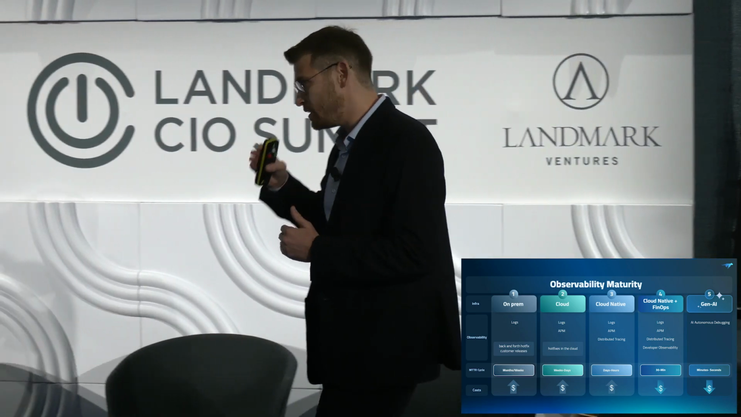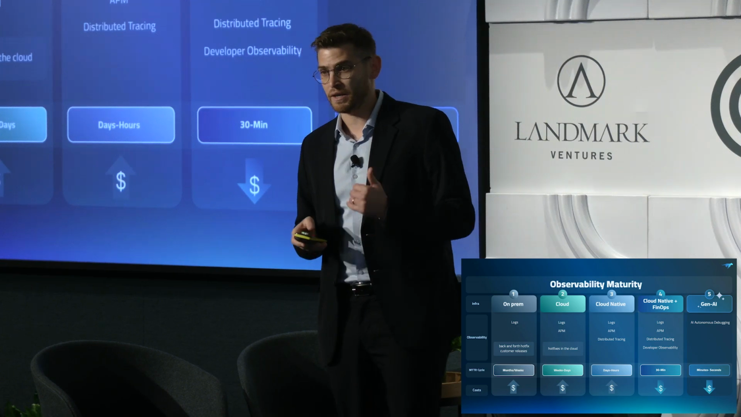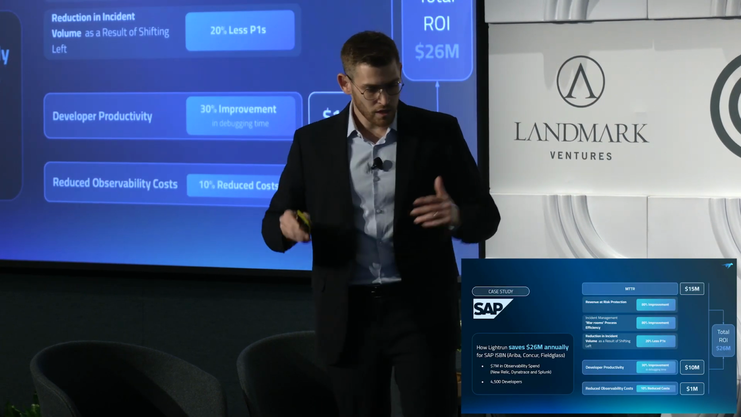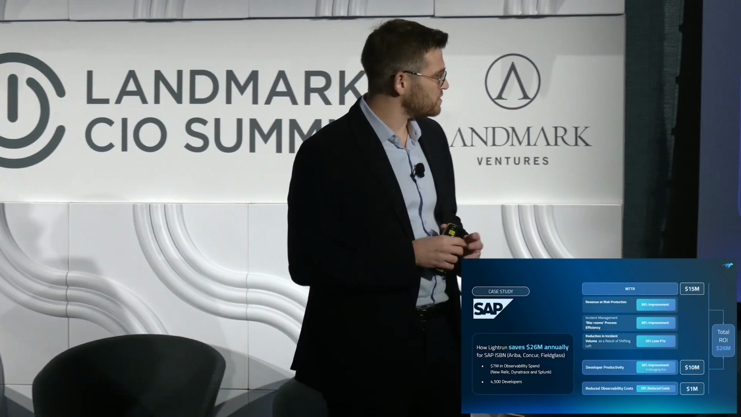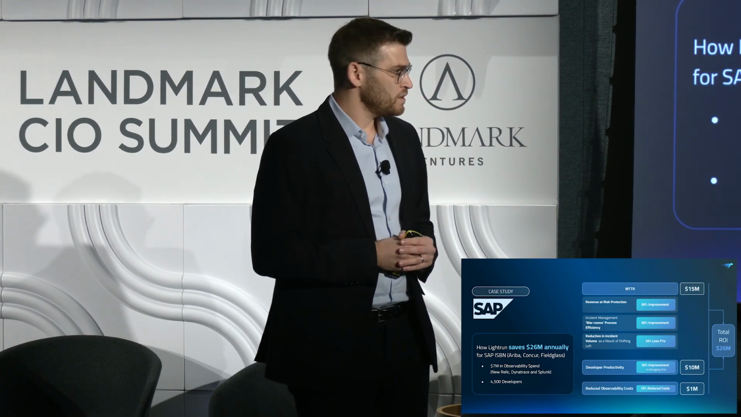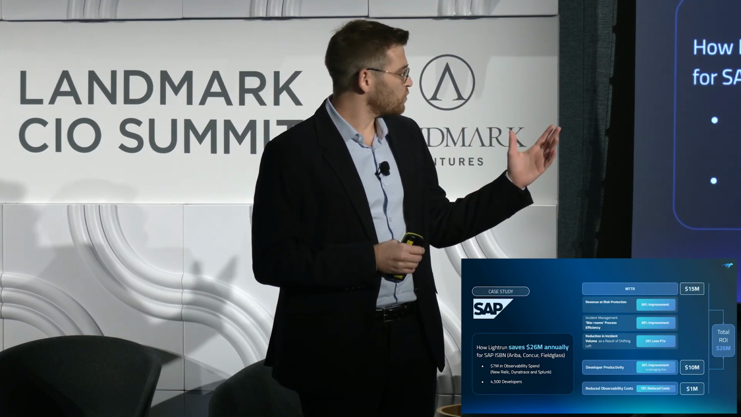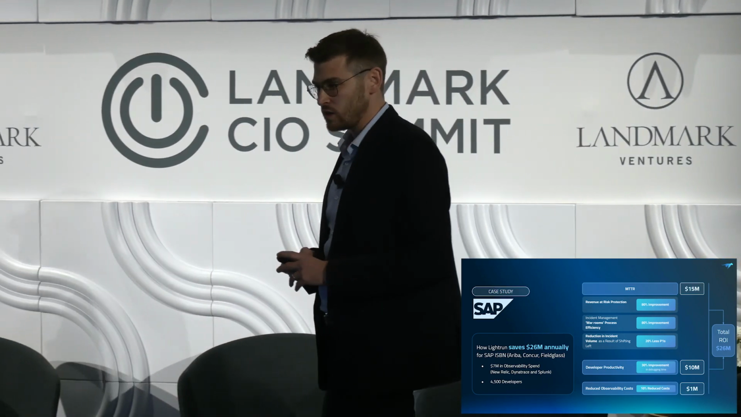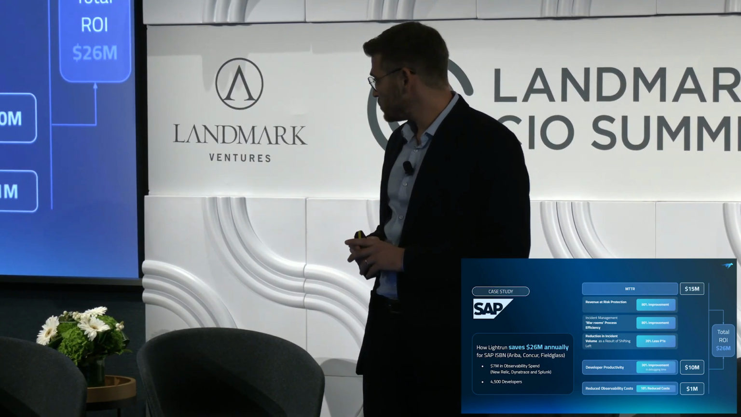And as I mentioned, the next gen is our Gen AI, the first autonomous debugger that we are developing right now, and we can speak about it later. I will finish now with a case study that you can read, and we can discuss it later. One of our biggest clients, SAP, has saved around $26 million annually with using Lightrun, around reducing MTTR, developer productivity, and reducing observability cost.